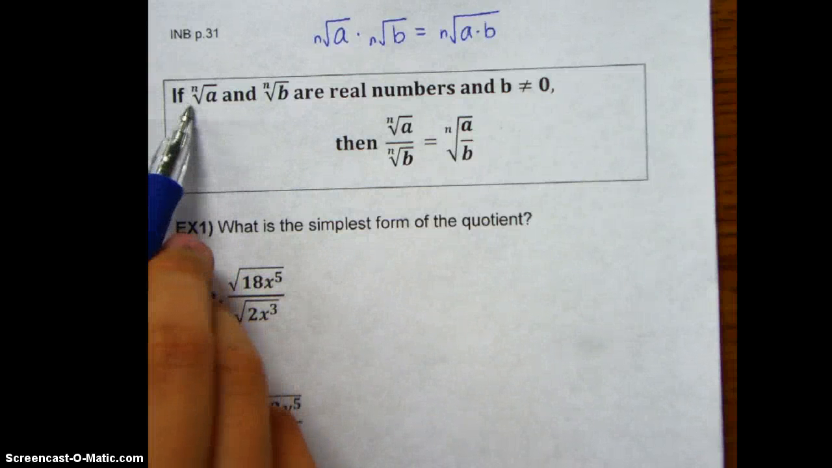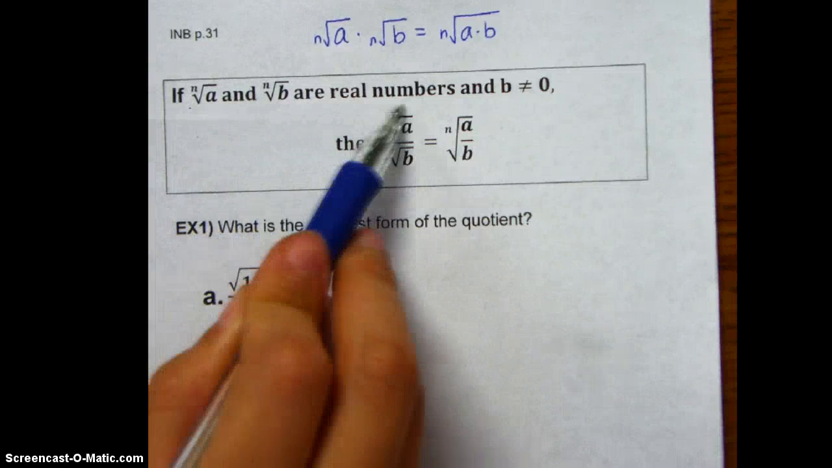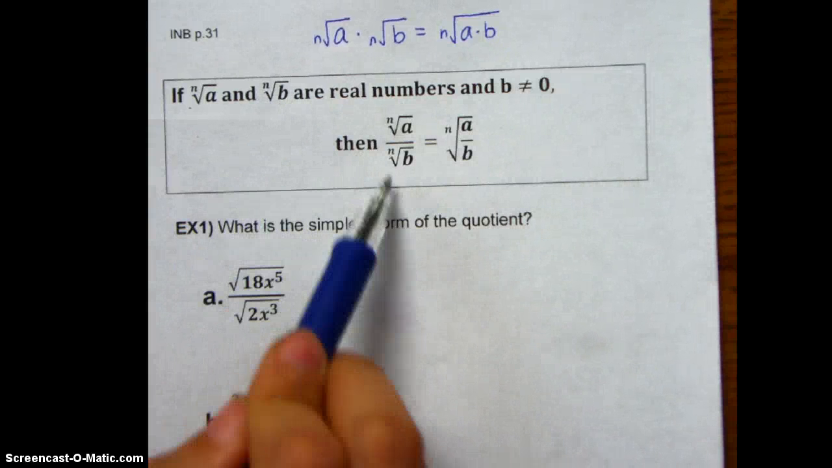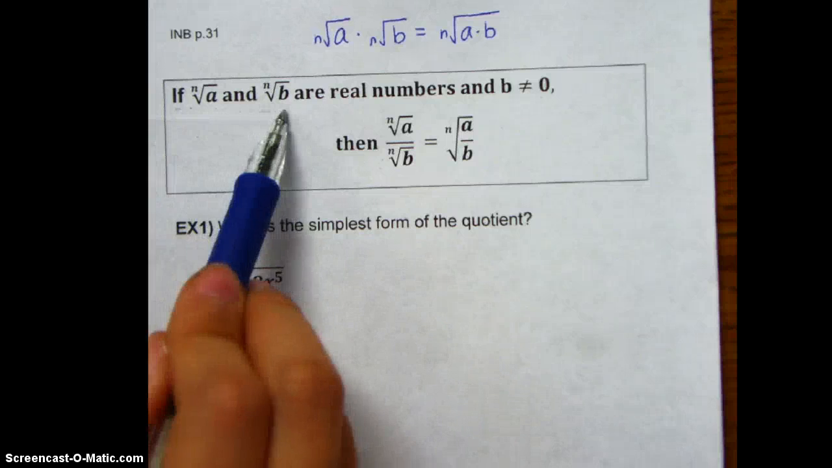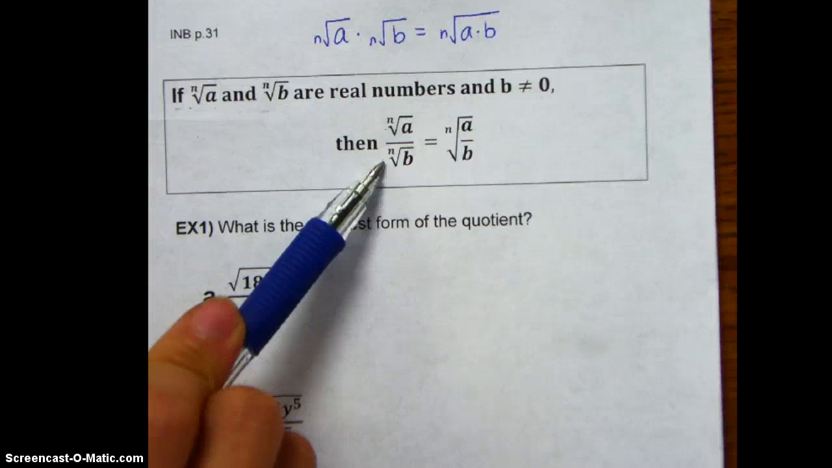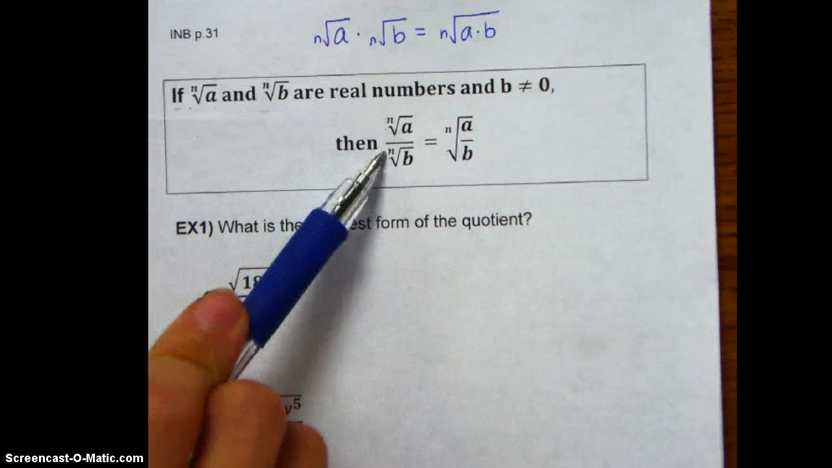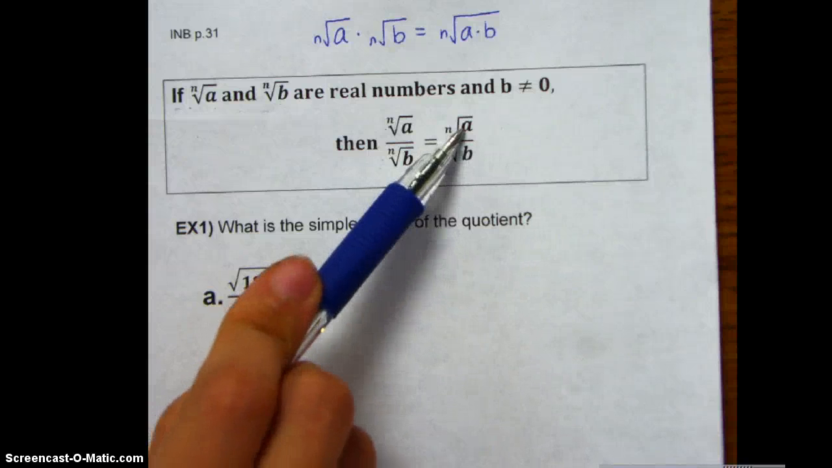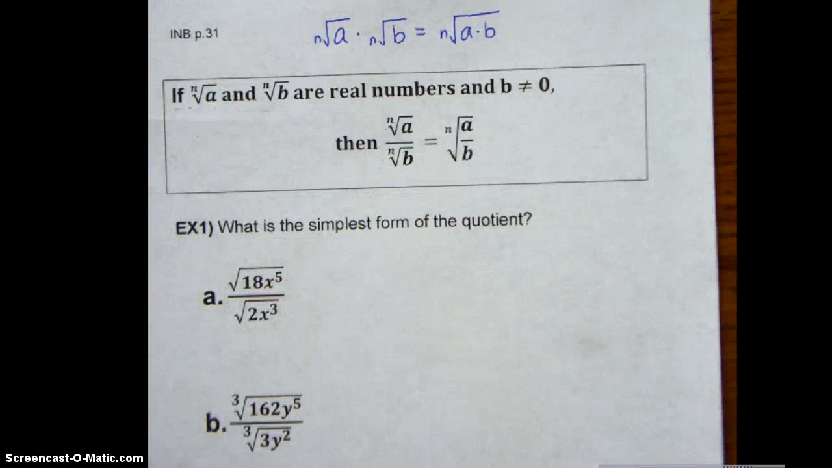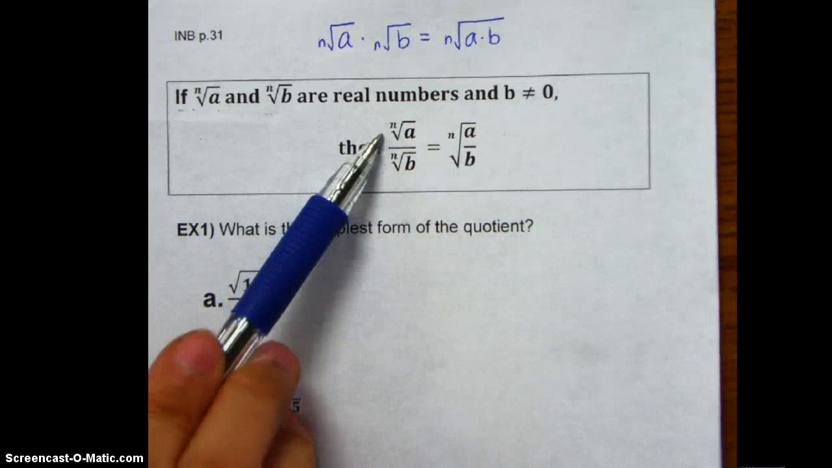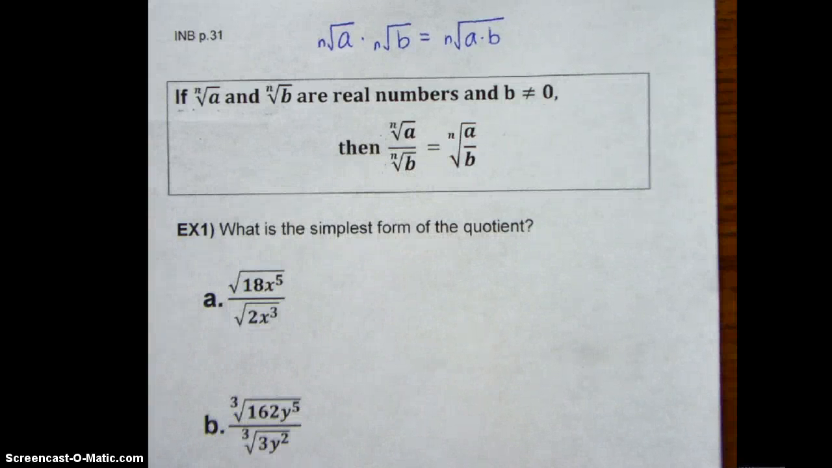So if the nth root of a and the nth root of b are real numbers, and of course b shouldn't be 0, because if b is 0 then the bottom will be 0, then the nth root of a over the nth root of b will be, just because they have the same index, the nth root of a over b. So it's the same rule as the multiplication. You can only divide when the indexes are equal.